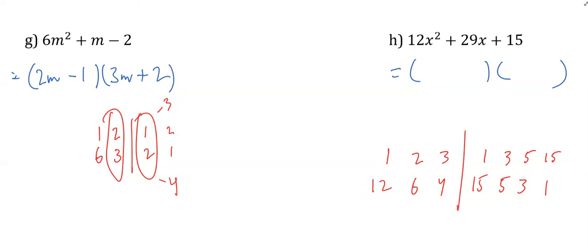All right, let's see what we have here. 4 times 5 is 20. 3 times 3 is 9. 20 plus 9 is 29.